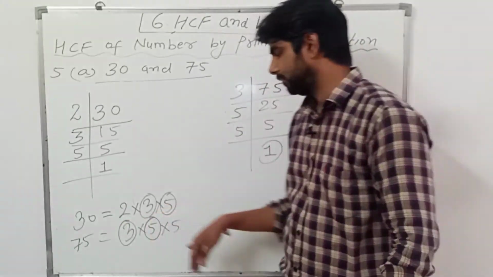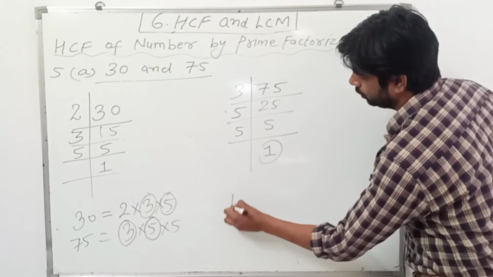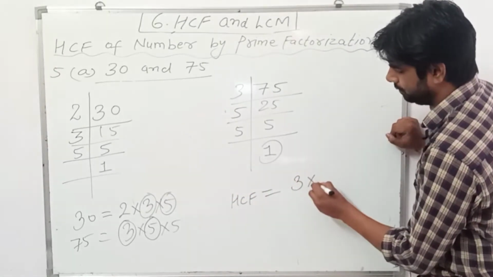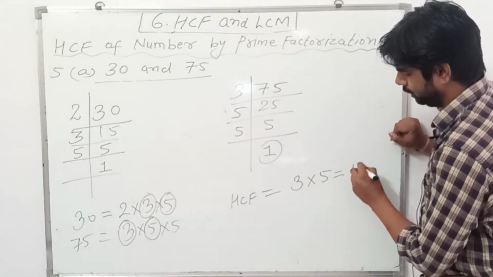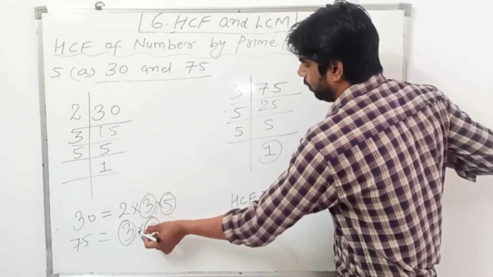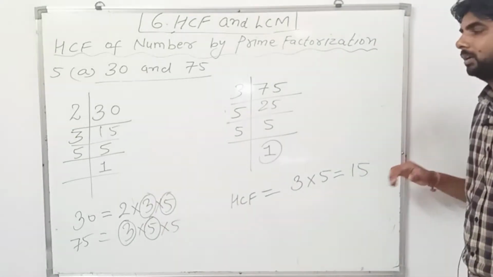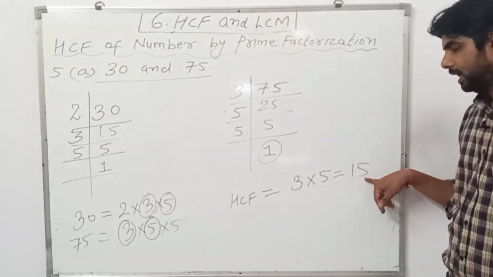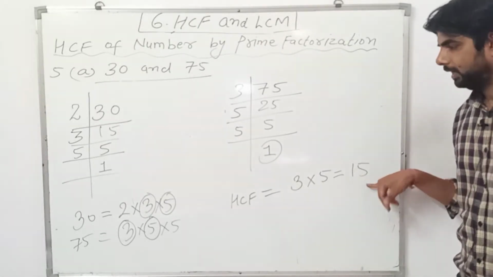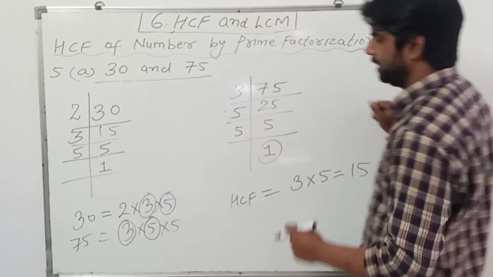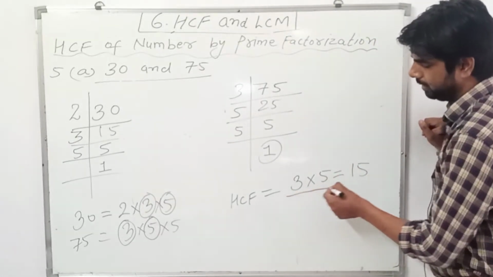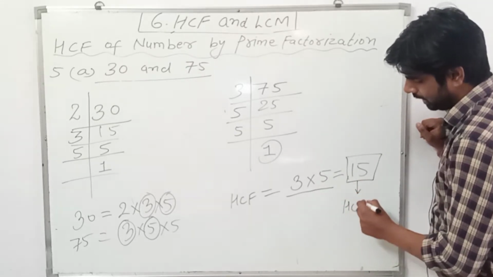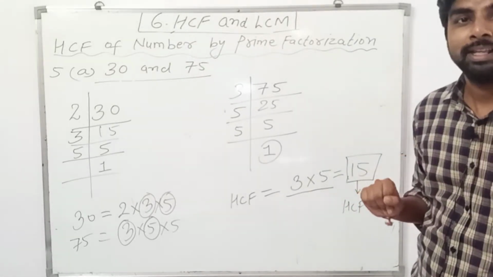So we know which numbers are common in both. So the HCF is 3 and 5, that means 3 multiplied by 5, that is equal to 15. The common numbers between both the products, we write them separately, and their product is the HCF of both the numbers. Because 3 and 5 are common in both numbers, that is why we have written 3 multiplied by 5, that is equal to 15, and 15 is the HCF of 30 and 75.